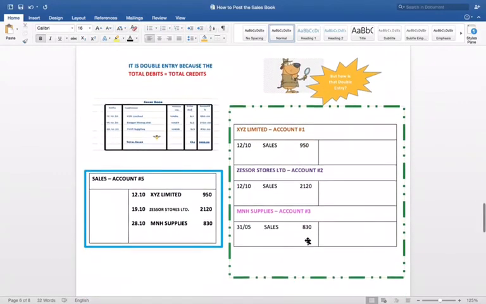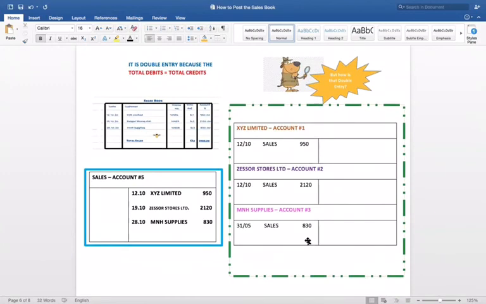But how is that double entry, right? I can hear you saying that if you don't understand. How is that double entry? Don't I have to make a credit for every debit?